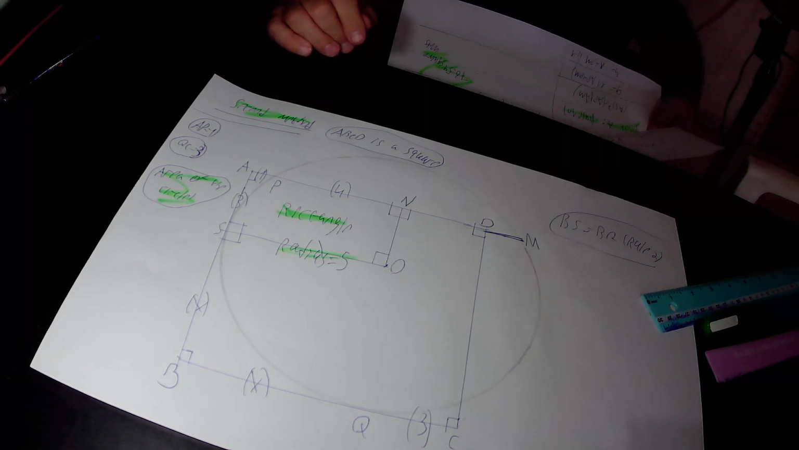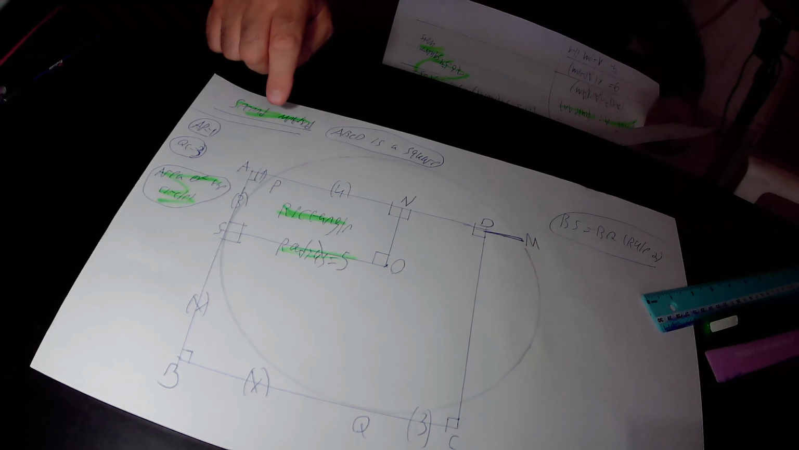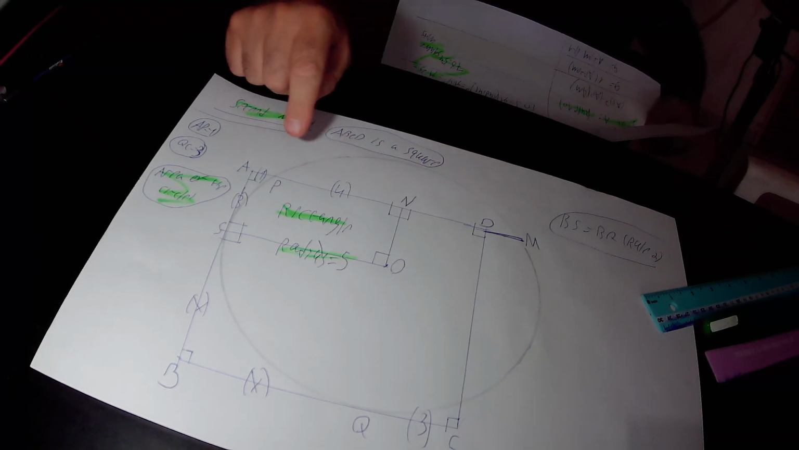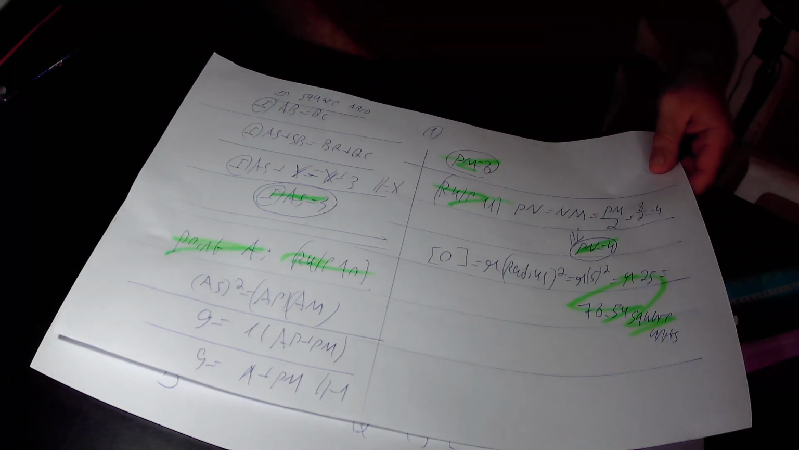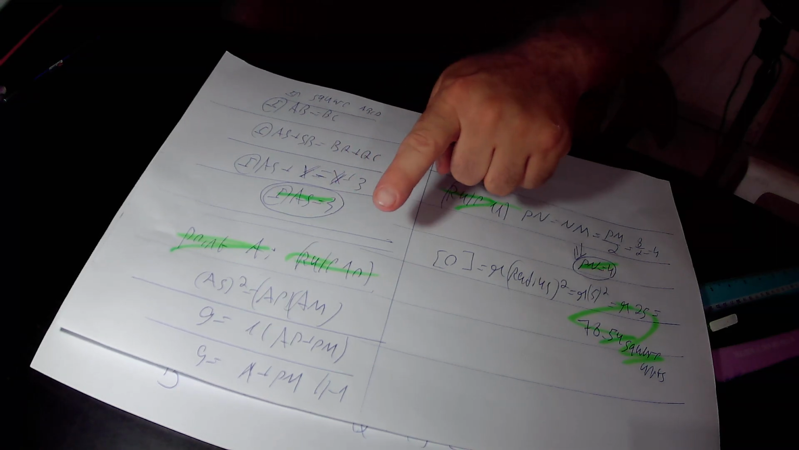So actually all the requirements of rule 10 are satisfied, and therefore we can implement rule 10. According to rule 10, we get that AS squared equals AP times AM.